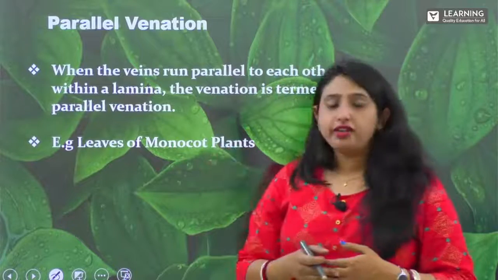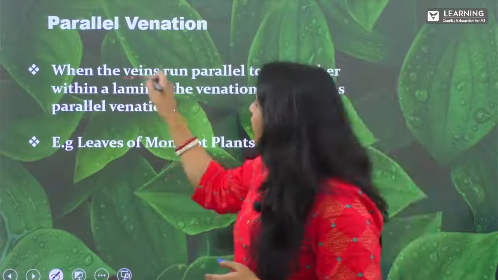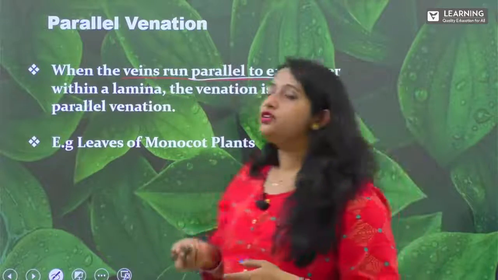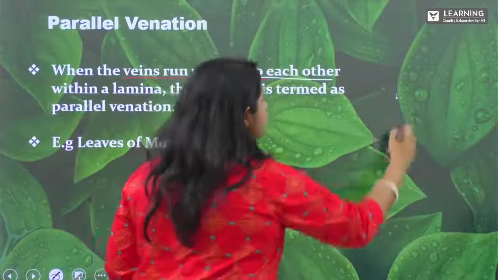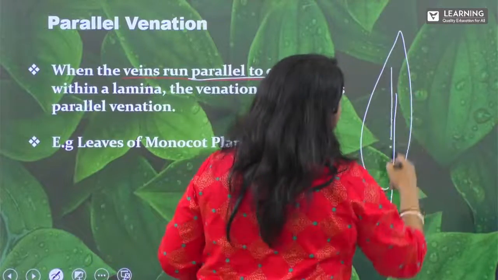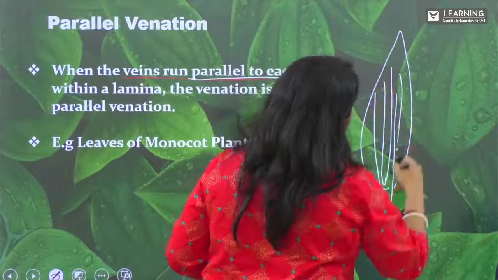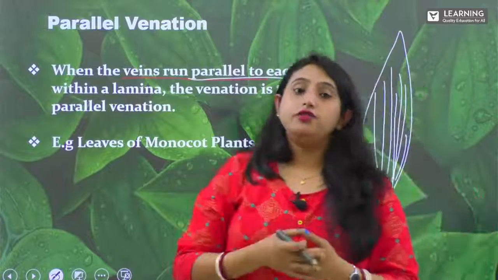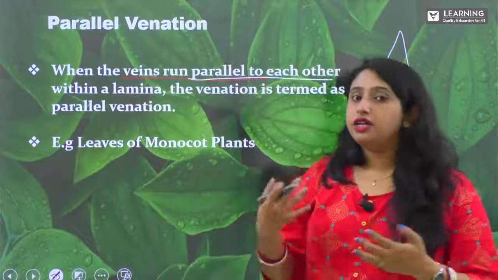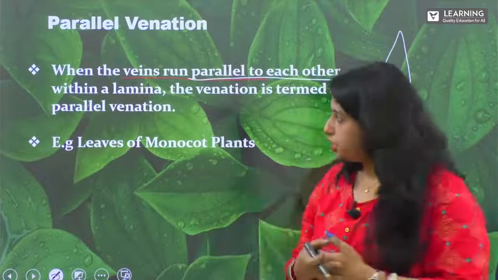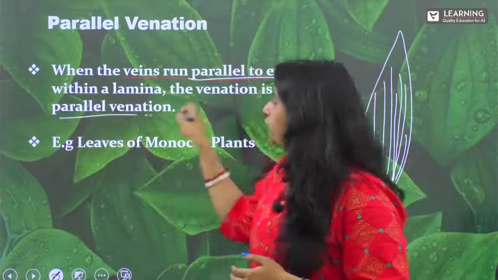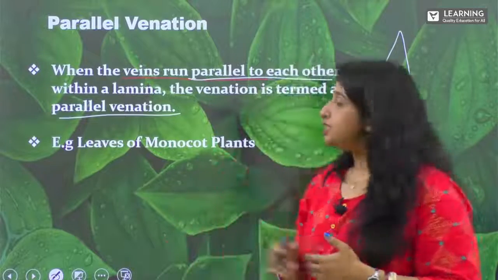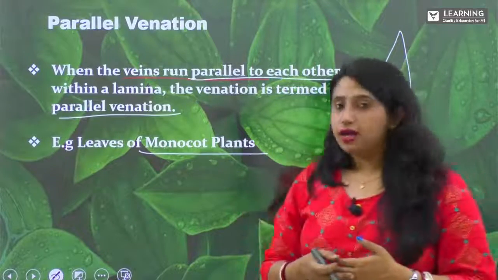So what is this parallel venation? That means when the veins run parallelly to each other. As you can see, this is the leaf. The veins will be running parallelly to each other, right? So in the case of turmeric, those leaves are parallel. That is banana, they are parallel venation. There you will see the parallel venation. So mainly in monocotyledonous plants, we will see this type of leaves, that is monocot plants, okay?